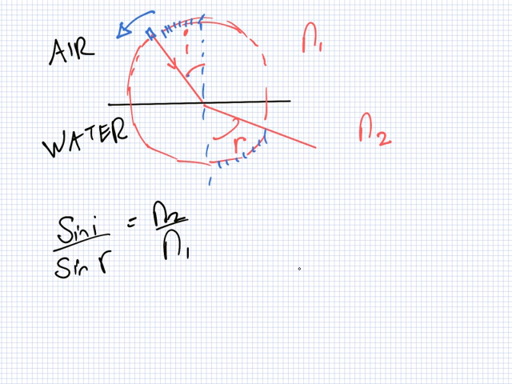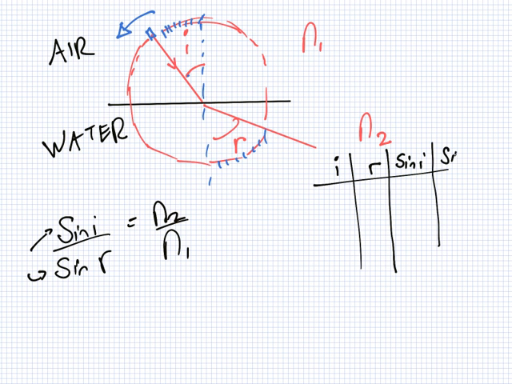So using this, we can make a table. We can have i and we can have r. But it's not the i and the r that we care about, but rather sine i and sine r. So after you measure the i and the r, the next thing you need to do is calculate sine i and sine r. But now that you have sine i and sine r, what useful graph could you make with this? So how should you graph this?